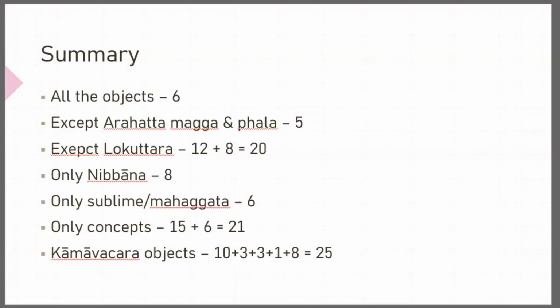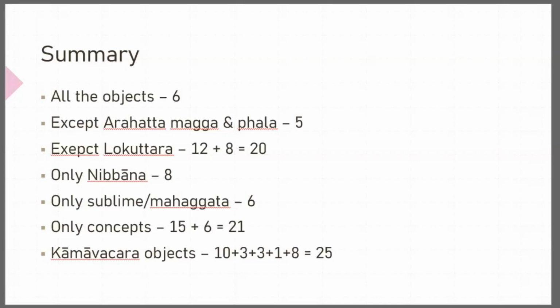So, what are the Chittas that take all the objects? 4 Jnana Sampayutta Mahakiriya Chittas, Manodwara Vajjana, and Abhiññā Kiriya Chittas. Those 6 Chittas can take all the objects. Then there are 5 Chittas that can take all the objects except Arahatta Magga and Phala. What are they? They are the 4 Jnana Sampayutta Maha Kusala and Abhiññā Kusala Chitta.